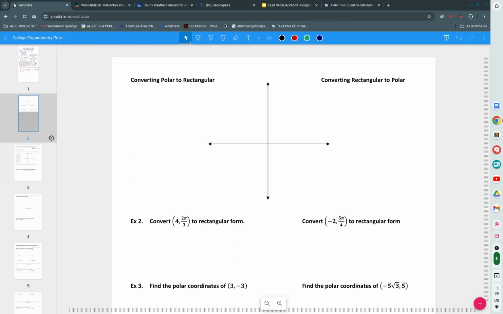We'll put a code word later on in the video. Think about what you want the code word to be. Rectangular to polar, and polar to rectangular.